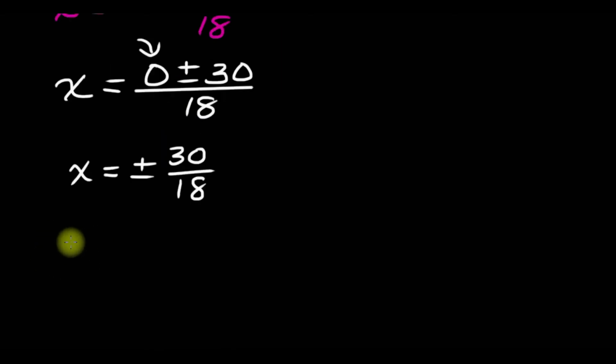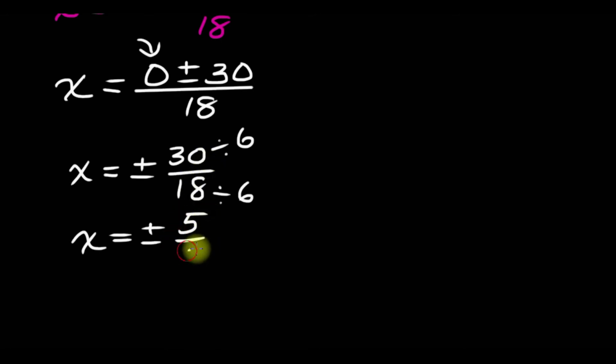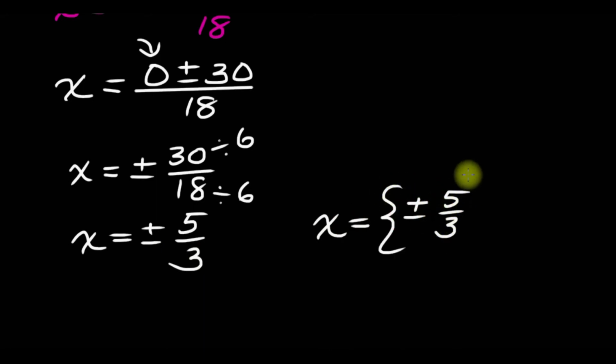Okay, so we're going to reduce that. The greatest common factor here is 6. So we divide this by 6, and then we divide this by 6. We'll end up with plus or minus 5 over 3. X equals plus or minus 5 over 3. Okay, so that is how you solve a quadratic equation using the quadratic formula.